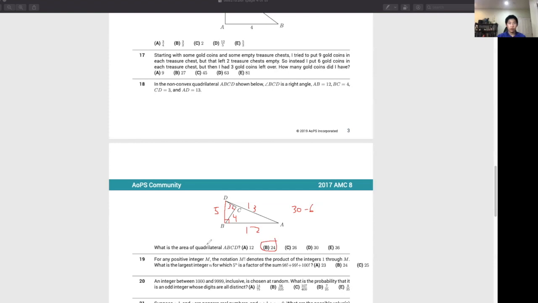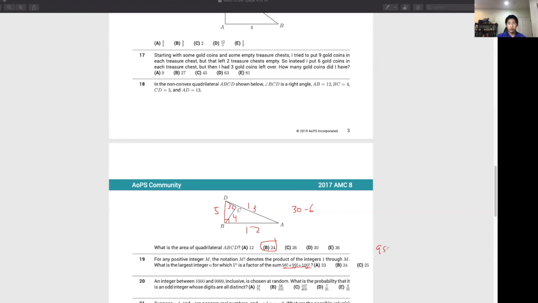Okay, next. For any positive integer m, m factorial denotes the product of the integers 1 through m. We want the largest n for which 5 to the n is a factor of this sum. So the first thing we're going to need to do is figure out how many factors of 5 there are in 98 factorial. And then after that we can put everything else in terms of 98 factorial.